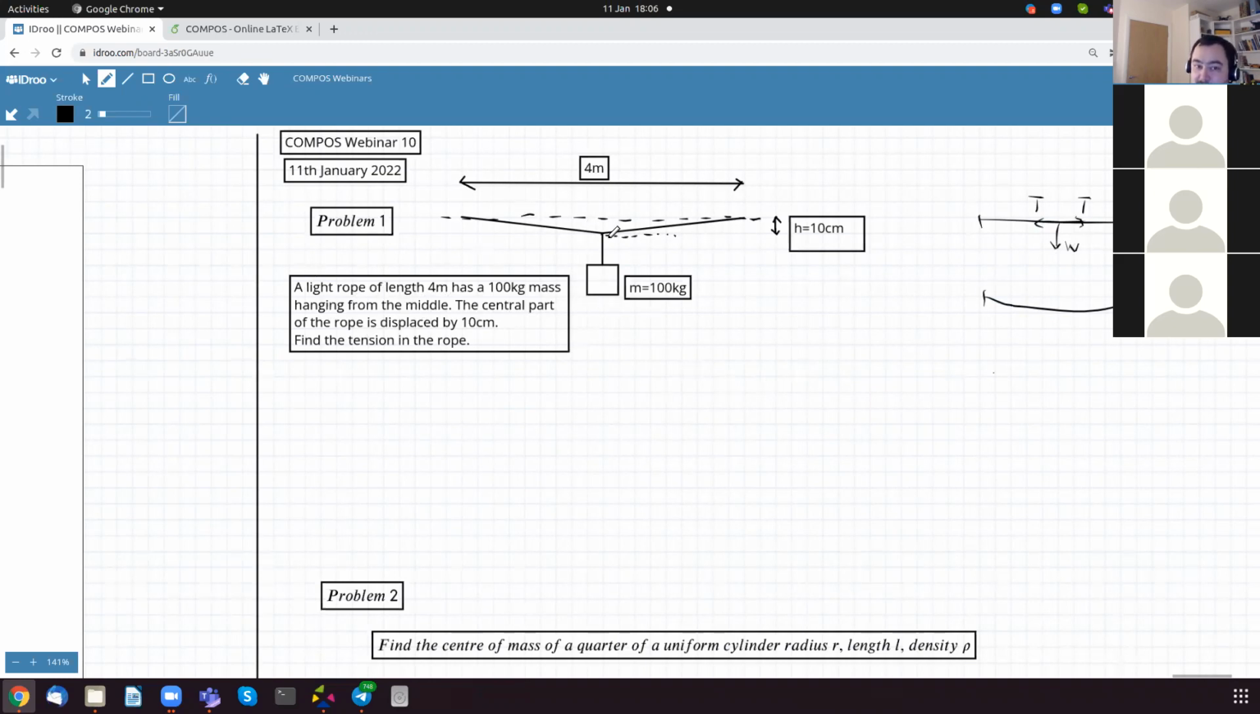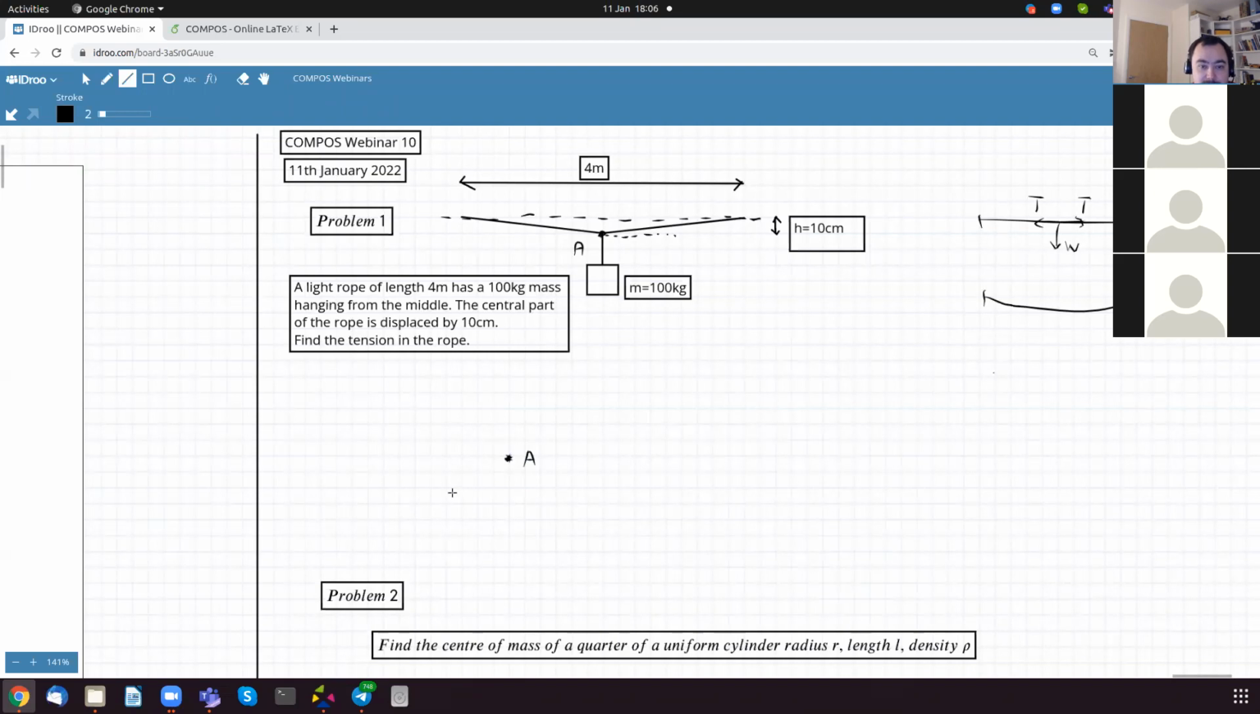With a mass attached, it is in the shape of, well, 2 pieces of rope, basically. The center part of the rope is displaced by tension. Find the tension in the rope. So we're going to draw the central point, point A, and draw the forces acting at point A.